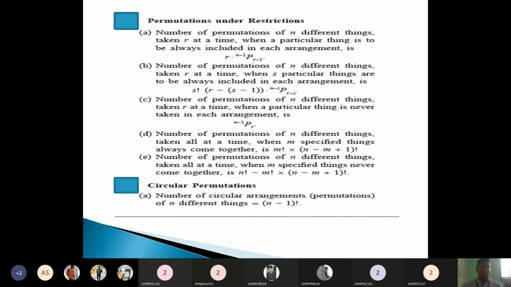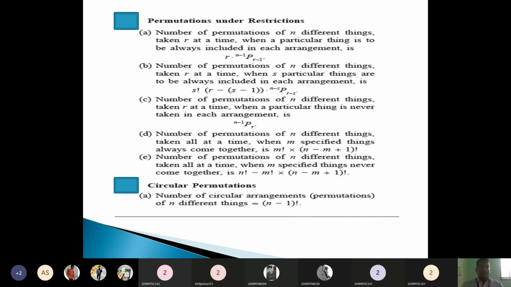One way you can choose that particular object. Remaining objects you have to choose. Remaining 3 objects from 9 you have to choose. So one way you can select that one, and the remaining 3 objects from 9 you have to choose. So that is 9p3. So 1 into 9p3. That is a particular case of the first one.